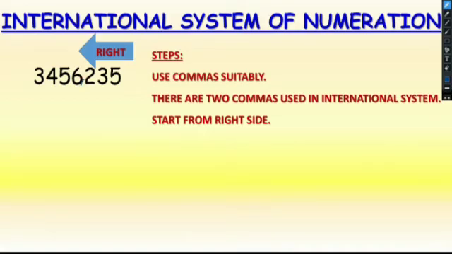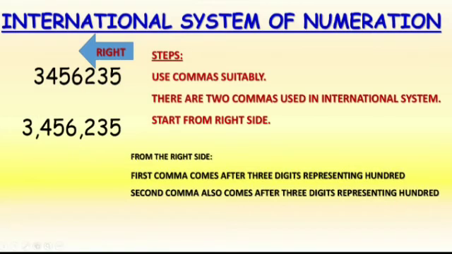So first comma will come after 3 digits marking 100, and the second comma will come after 3 digits marking again 100. So noting from the right hand side, the first comma comes after 3 digits representing 100. Similarly, the second comma also comes after 3 digits representing 100, and it looks as follows: 3, 4, 5, 6, 2, 3, 5. And it is written as following.